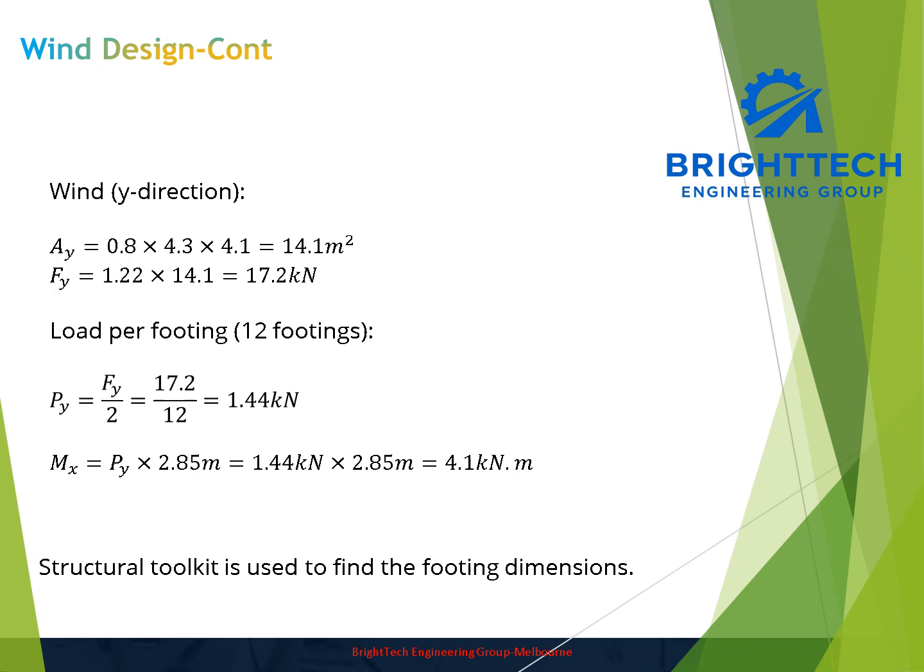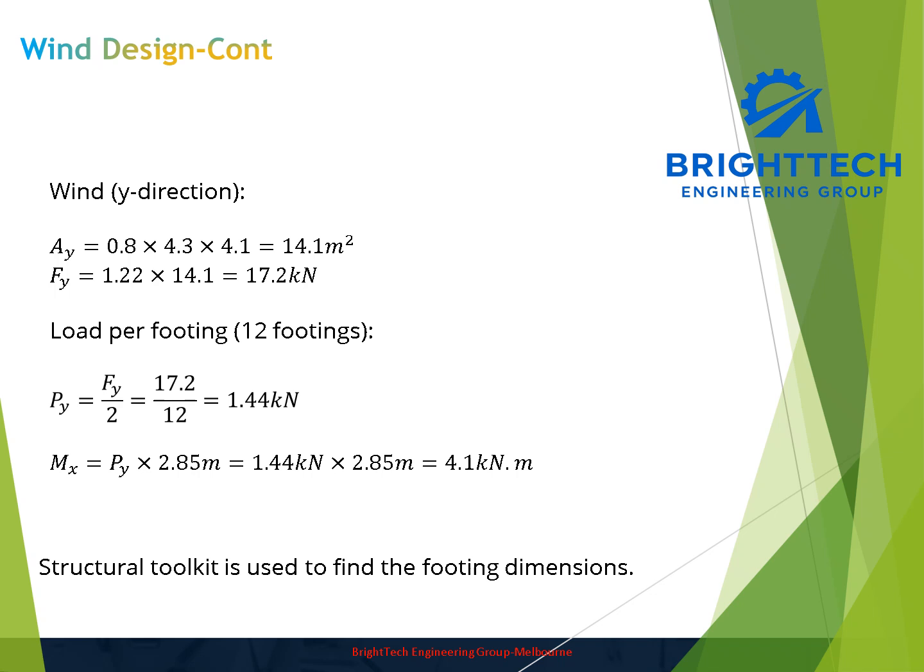In y direction, again, we calculate the load. Ay is 0.8 of the area; we already consider 80% of the area because it is an open area. And Fy based on the equation 1.22 multiplied by A is 17.2 kilonewton. So load per footing, we have 12 footings, is 1.44 kilonewton. Mx along the length of the building is Py multiplied by 2.85, which results in 4.1 kilonewton meter.